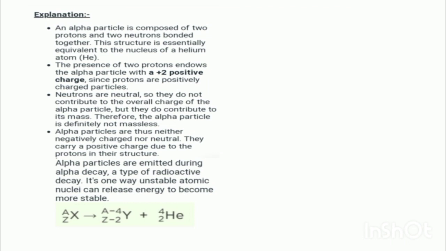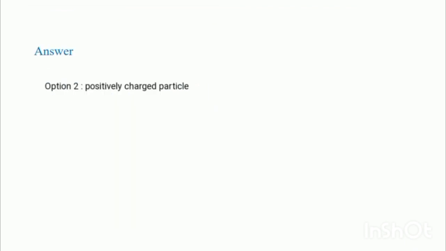Alpha particles are emitted during alpha decay, a type of radioactive decay. It is one way unstable atomic nuclei can release energy to become more stable. So the correct answer is option 2, positively charged particle.